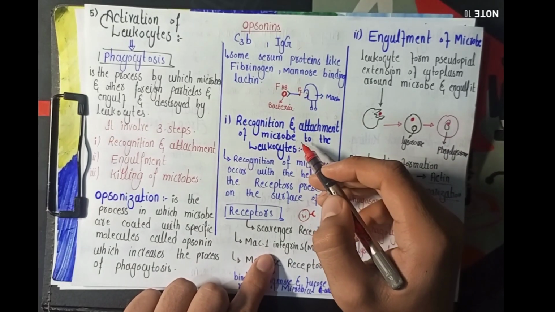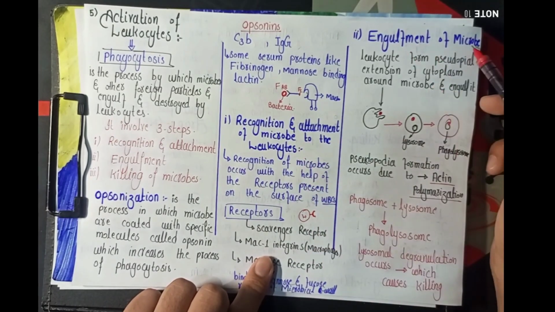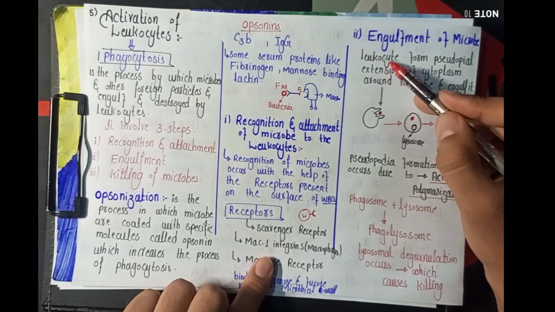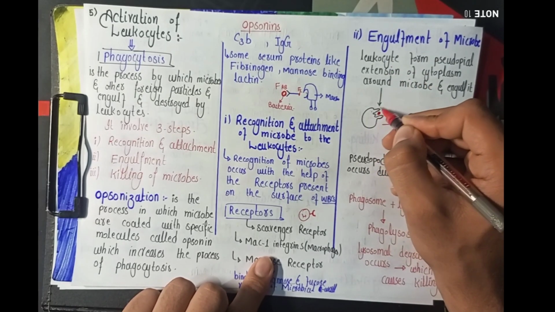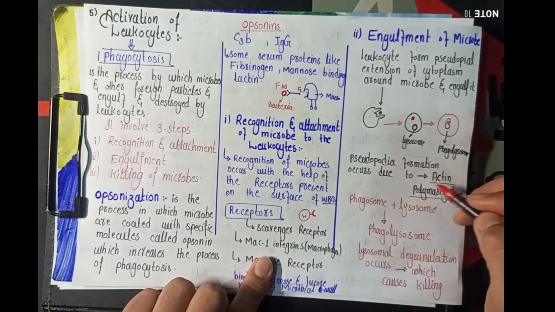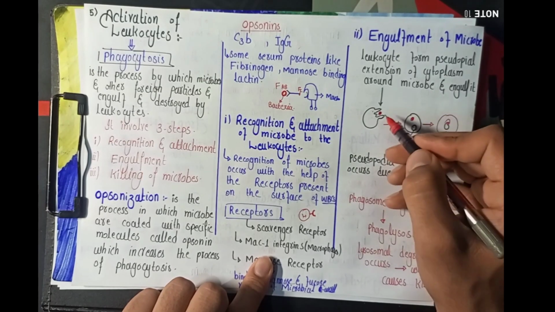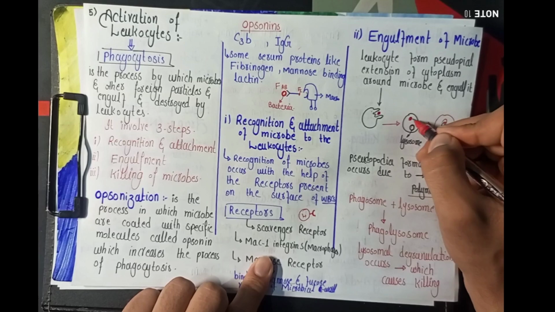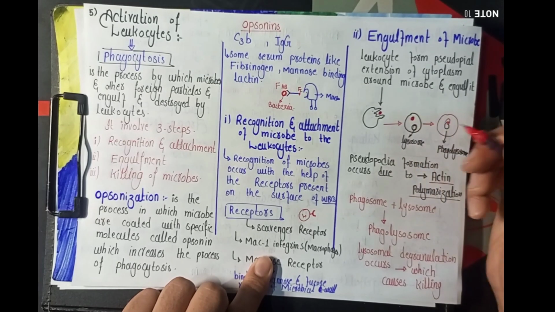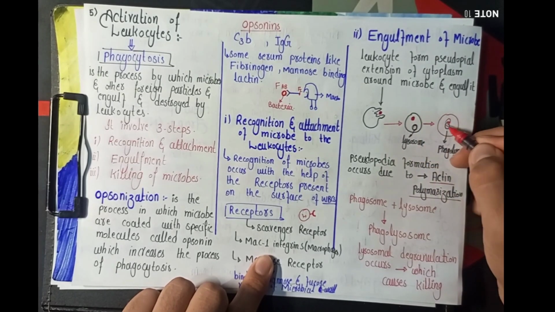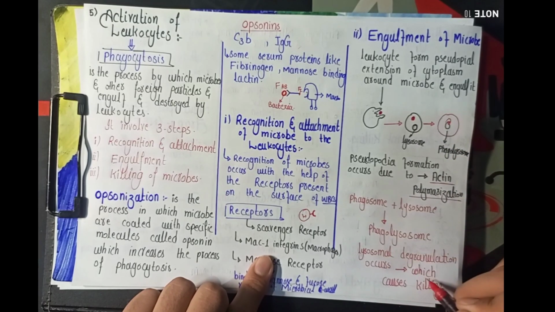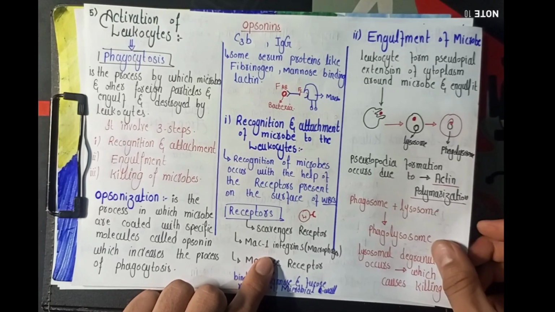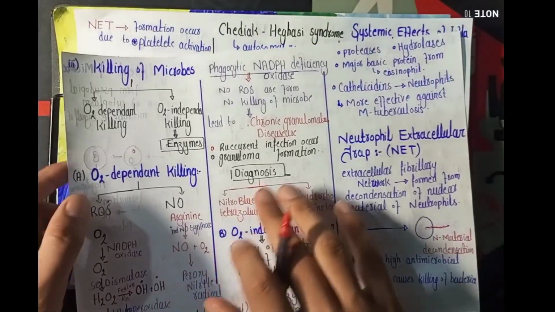After recognition and attachment of the microbe to the leukocyte, the microbe is engulfed by the leukocyte. The leukocytes form cytoplasmic extensions around the bacteria, known as pseudopodia, which are formed due to actin polymerization. The microbe enters the cell in the form of a vesicle known as the phagosome or endosome. This phagosome then fuses with the lysosome to form the phagolysosome, and inside it the lysosomal enzymes degranulate, which causes killing of the invading microorganism.